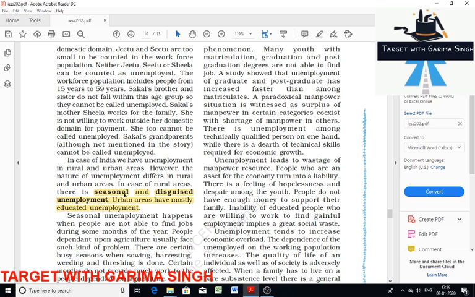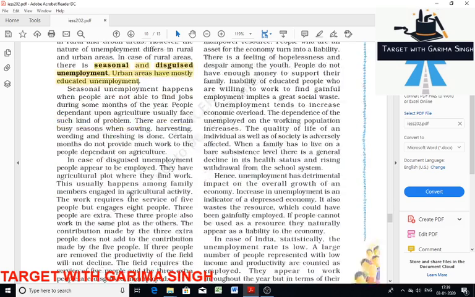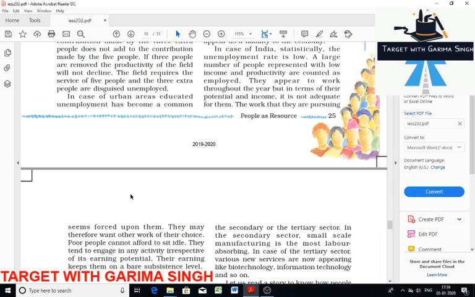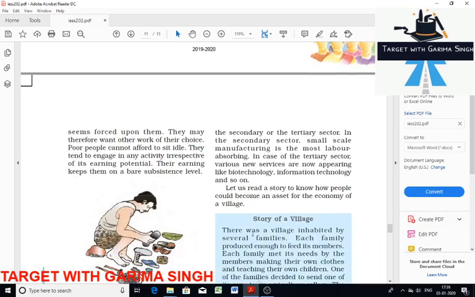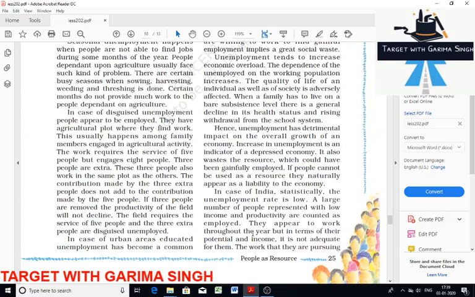Seasonal unemployment is when during the rainy season people get work, or when there is a seasonal requirement. It is basically related to agriculture as well as other seasonal jobs. So in the off season they will not get a job. Next we will discuss the consequences of unemployment. Unemployment leads to wastage of manpower. Unemployment tends to increase the economic overload, that is the dependence of the unemployed on the working population. Unemployment may lead to an increase in social unrest and tension.